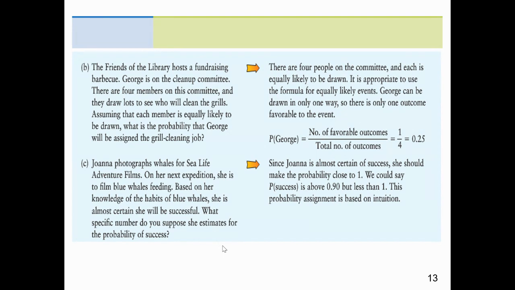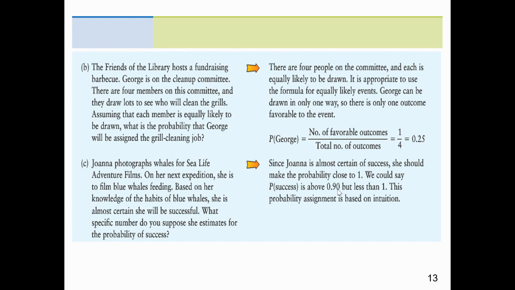Joanna photographs whales for Sea Life Adventure Films. On her next expedition, she is to film blue whales feeding. Based upon her knowledge of the habits of blue whales, she is almost certain that she'll be successful. All right, so she's using intuition. What specific number do you suppose that she would estimate the probability? Well, if she's pretty certain she's going to see some blue whales, she's probably going to put the probability close to 1, like 0.9, 0.90.